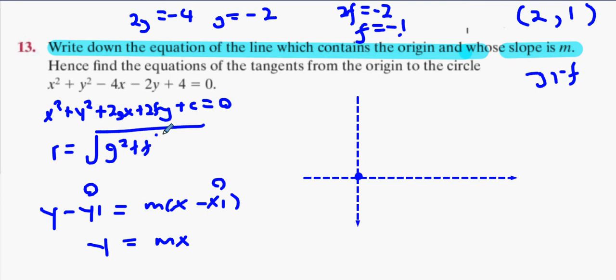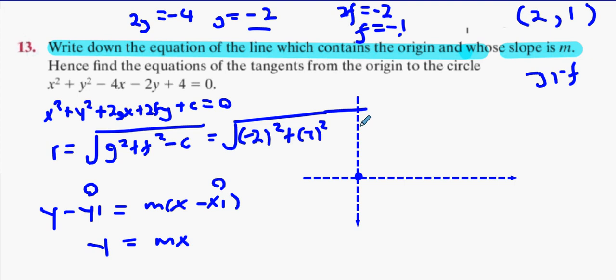Minus c. And what's g squared? What's minus 2 squared? Yeah. And what's f squared? And what's take away c, which is? That's 1, isn't it? So a radius of 1.